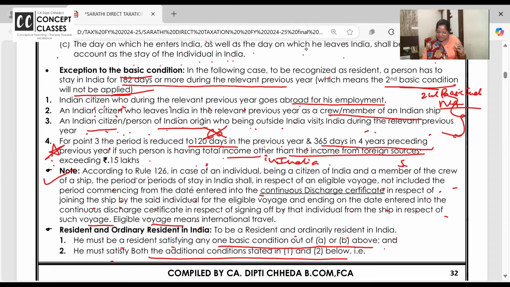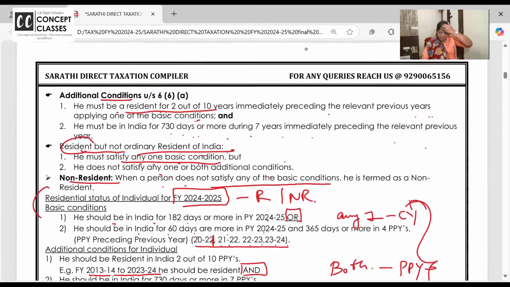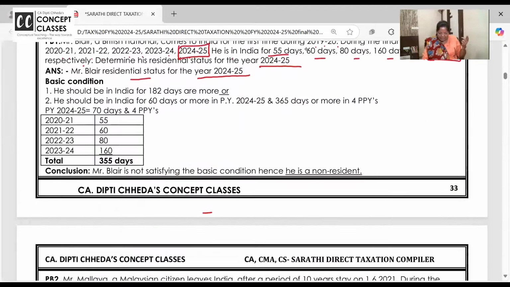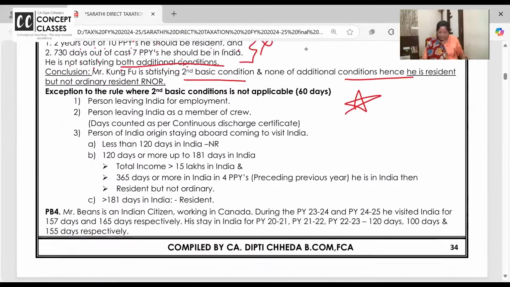120 days and 365 days or more in the 4 years, if total income in India is exceeding 15 lakhs. See, a person having total income in India above 15 lakhs is a huge amount. Above 10 lakh, it's 30% tax, right? So for this, how will you do it? We will do the interpretation of this here also.